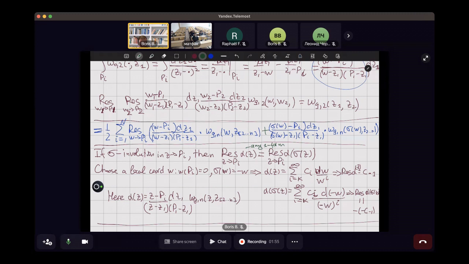So take a local coordinate, say W, such that it's 0 at P1 and the involution is just minus W. Then if alpha in the local coordinate is a Laurent series, the residue is equal to C minus 1. Then alpha of Z is this Laurent series, and the residue is equal to minus C1. So the residues coincide, and therefore all works. And here again we obtain this, so we use this statement for this alpha.